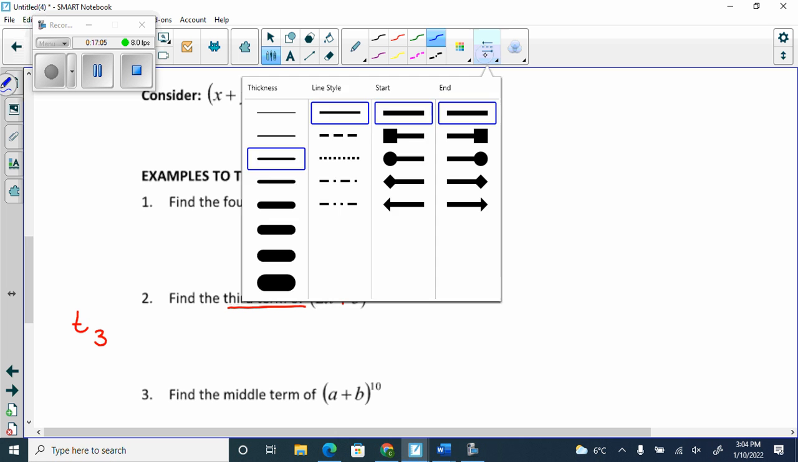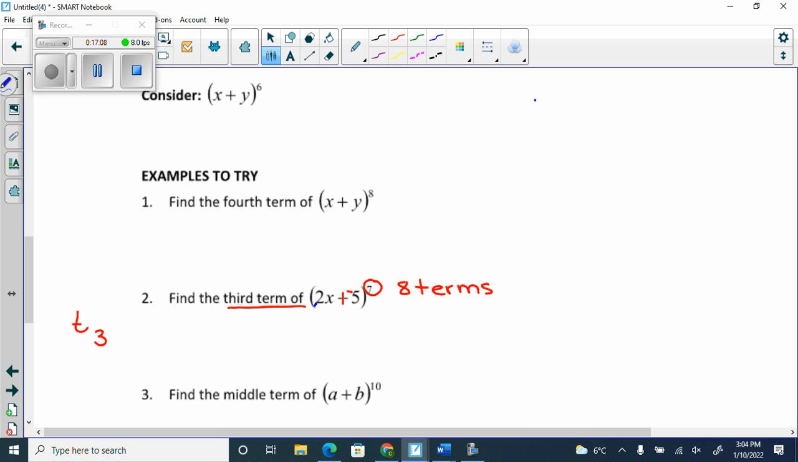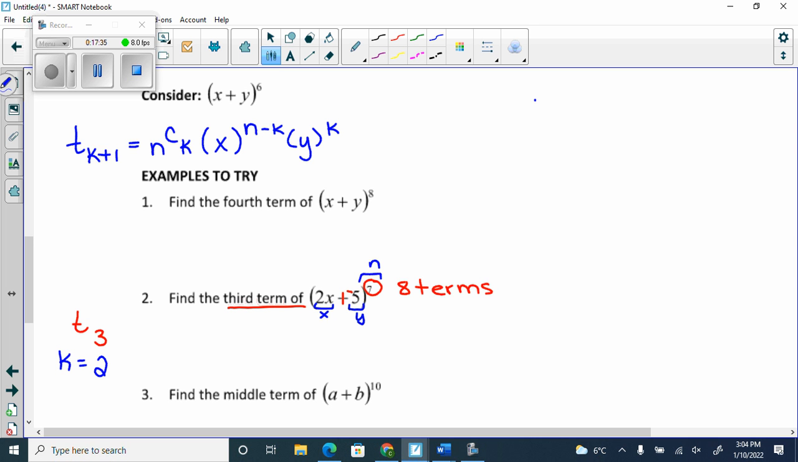Now, in my binomial, this is x, this is y, this is n. I just need to figure out what k is. If I'm looking for term 3, what is k? 2, because the formula is t_(k+1) = nCk x^(n-k) y^k. So if I need t_(k+1) to be term 3, then k would have to be 2, because 2 plus 1 is 3. We agree? Then we can just fill it into the formula.